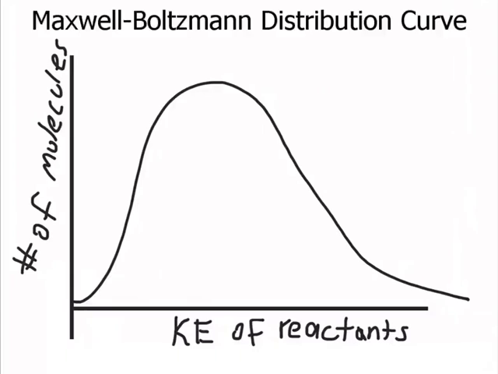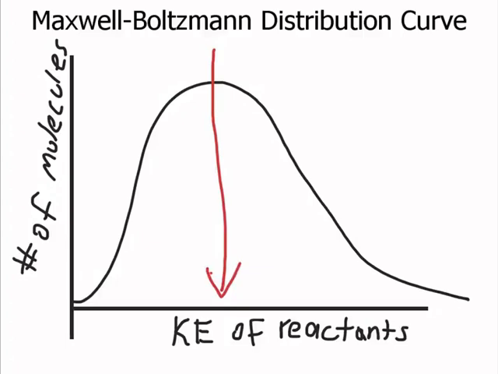So what this graph shows is the average kinetic energy of reactant molecules. As we can see, right here on the highest point of the graph, this is the average kinetic energy of the reactants because it has the highest number of molecules with that amount of kinetic energy.